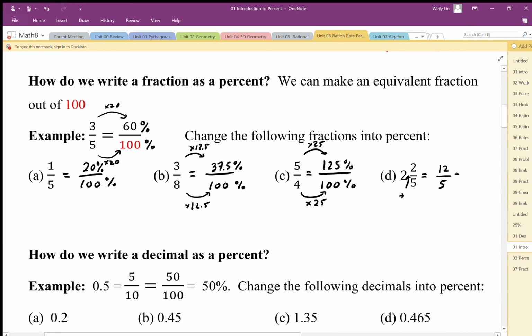Okay, it becomes 12 over 5. So two groups of 5 are going to be 10, plus 2 gives me my 12. Then I make my proportion out of 100. I have my times 20 multiplier here and here, and I end up with 240%.